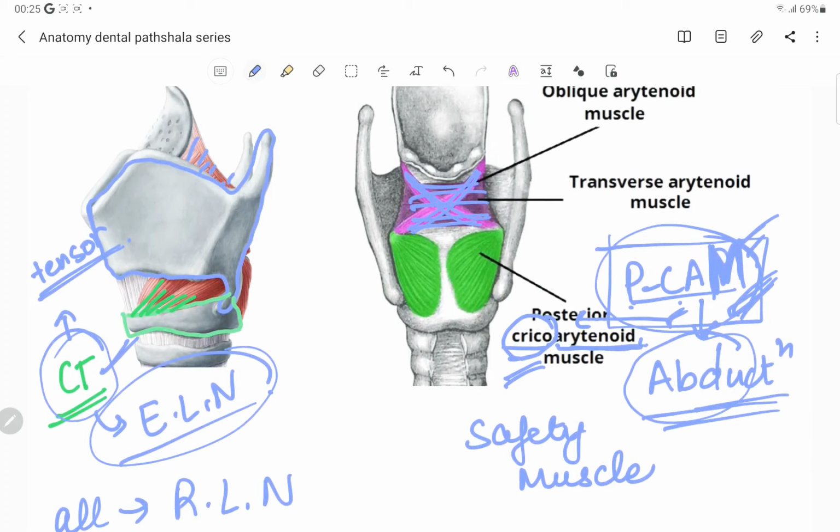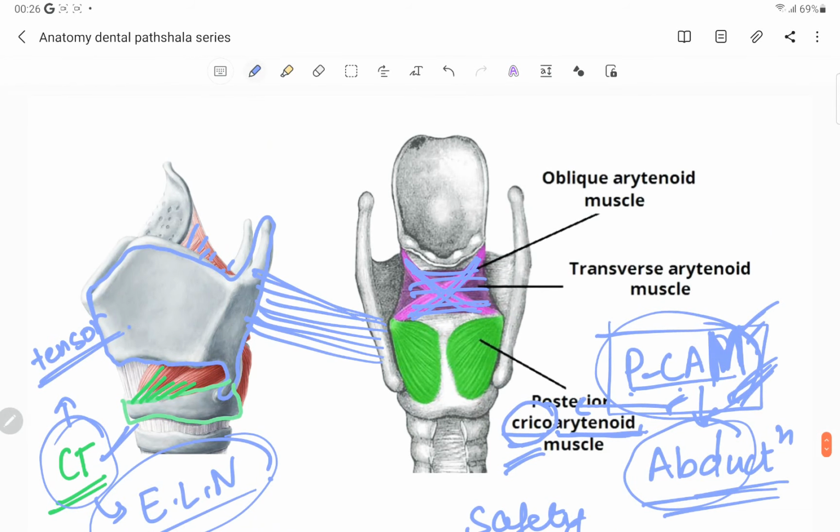While the low pitch voice, or heavy voice, is due to the relaxer of the vocal cord. And the relaxer of the vocal cord, guys, runs from the thyroid cartilage to the arytenoid, which is the thyroarytenoid. So here is going to be the thyroarytenoid. The thyroarytenoid muscle is the relaxer of the vocal cord. And as the name suggests, it originates from the thyroid cartilage and inserts into the arytenoid, posteriorly basically.